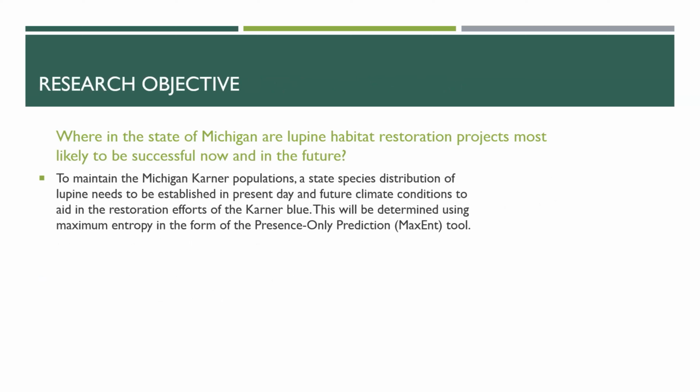So to aid in the recovery of the Karner, I ask, where in the state of Michigan are lupin habitat restoration projects most likely to be successful now and in the future? To maintain Michigan Karner populations, a state species distribution of lupin needs to be established for present day and future projected climate conditions. To do this, the maximum entropy methods will be applied in the form of ArcGIS Pro's presence-only prediction tool.